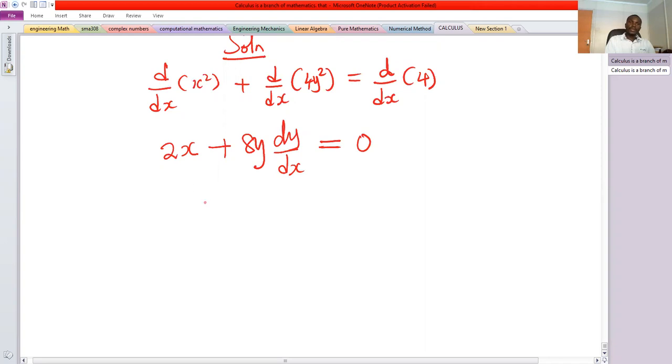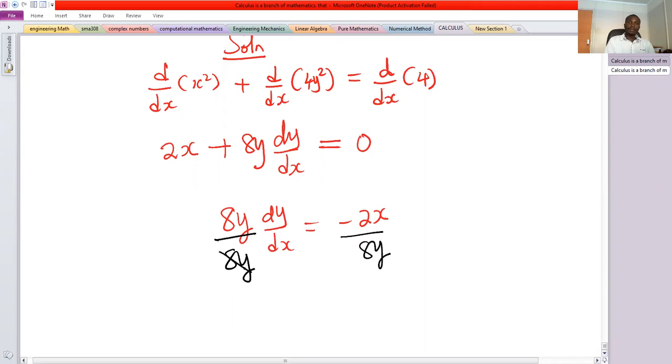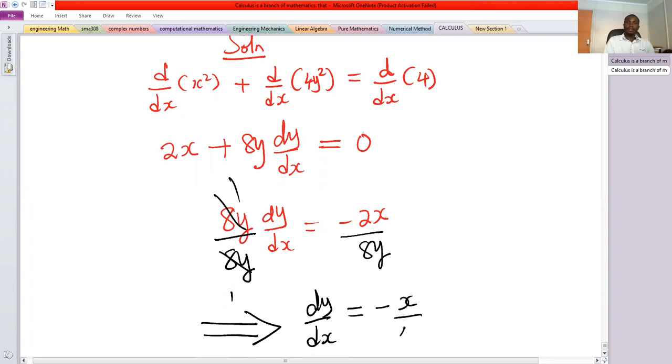Before dividing through by 2, just say 8y dy dx equals negative 2x. And to get dy dx, divide through by 8y, so that dy dx is negative x over 4y.